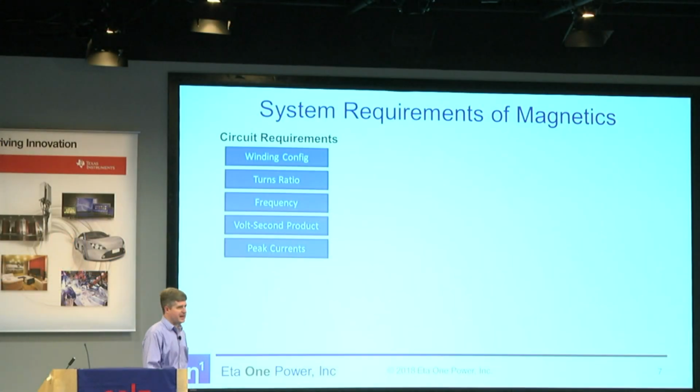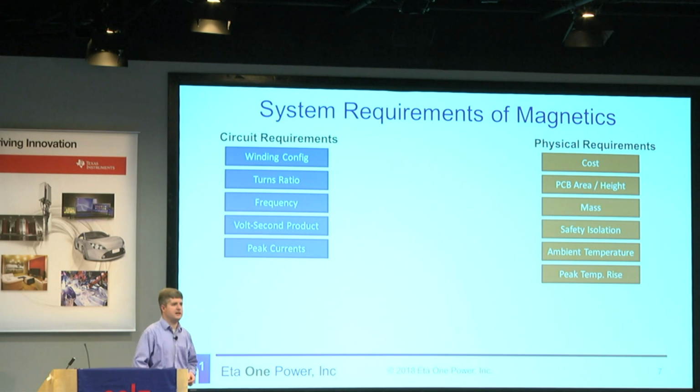Okay, so let's go back into magnetics. That's the topic for tonight, right? So magnetics has a bunch of requirements placed on it. We have some circuit requirements from the topology, including the winding configuration, like the number of secondaries you have, whether they're center tapped or not, if you have auxiliary windings, the turns ratio between these different windings, the frequency of operation, the volt-second product applied to the transformer to calculate saturation, and the peak currents through all the windings.